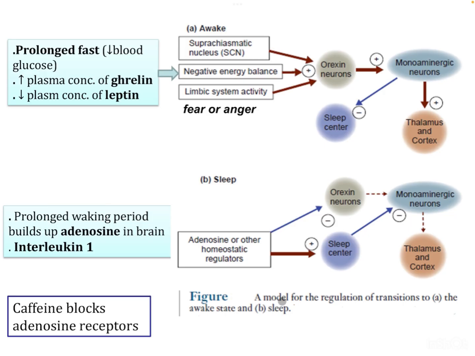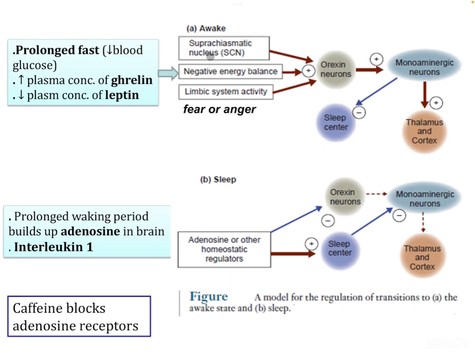This figure is a model for regulation of transition to awake state and sleep. Awake state. So orexin neurons and the sleep center, these are both present in the hypothalamus. Monoaminergic neurons release norepinephrine, serotonin and histamine.